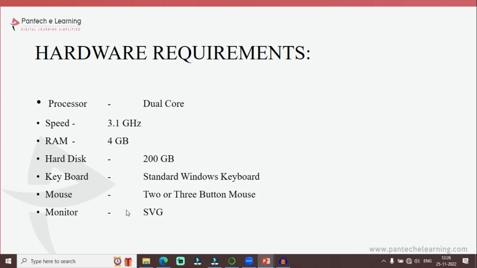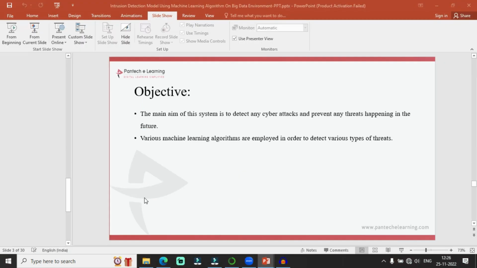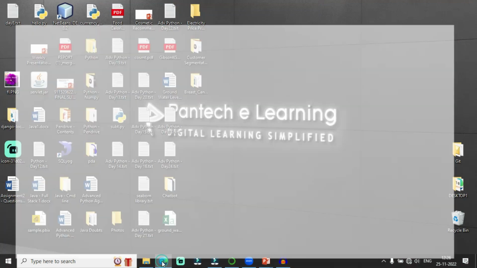And what are the different hardware requirements? I require a dual core processor, 3.1 gigahertz speed and 4 GB RAM memory capacity. So all these are the different hardware and software requirements that are essential to do this project.